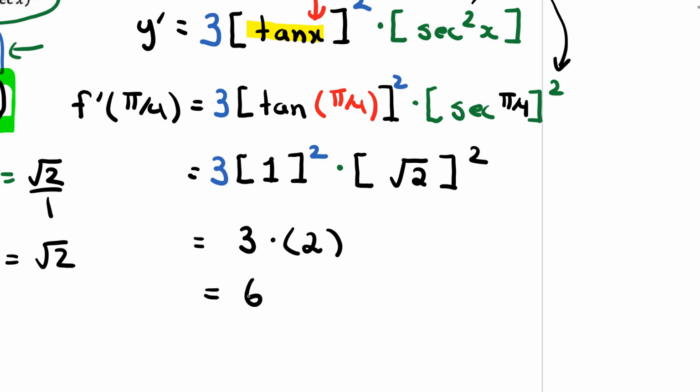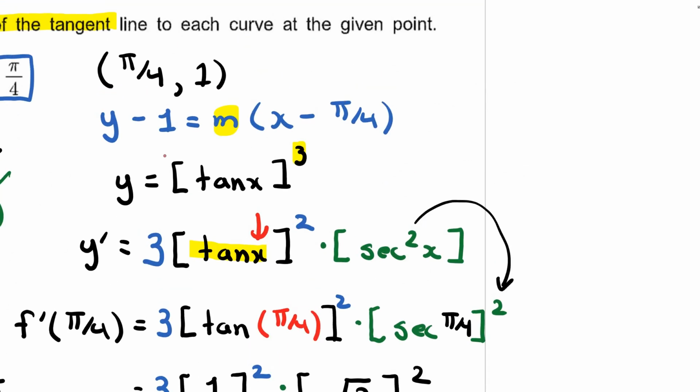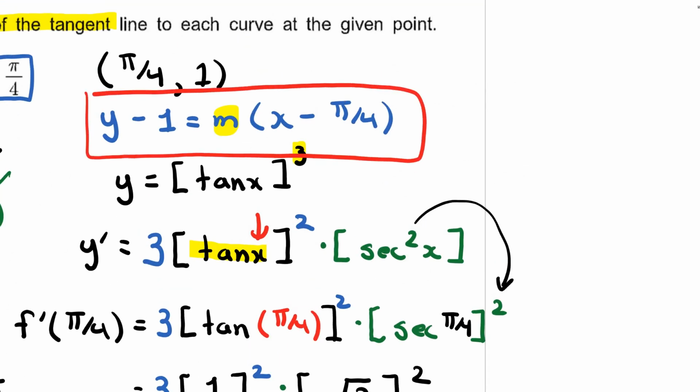Okay, so if I go back to my final answer here, this is my tangent line, this red box here. If I just erase the m value, the m value was 6, right? And that right there is the equation of the tangent line.